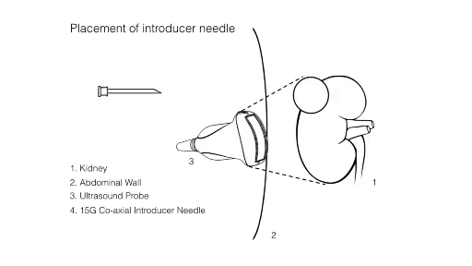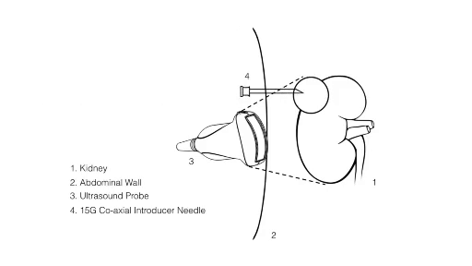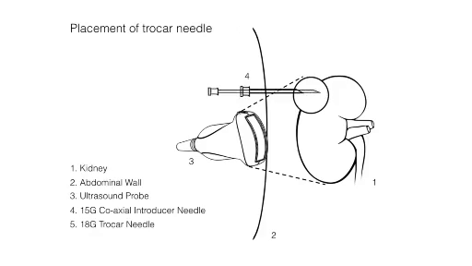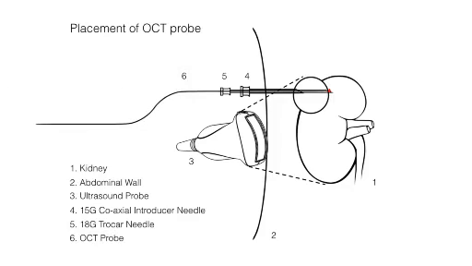Using a needle guide, place the 15-gauge coaxial introducer needle, place the 18-gauge trocar needle, feed the OCT probe up the trocar needle. While fixing the OCT probe, retract the trocar needle to expose the OCT probe.